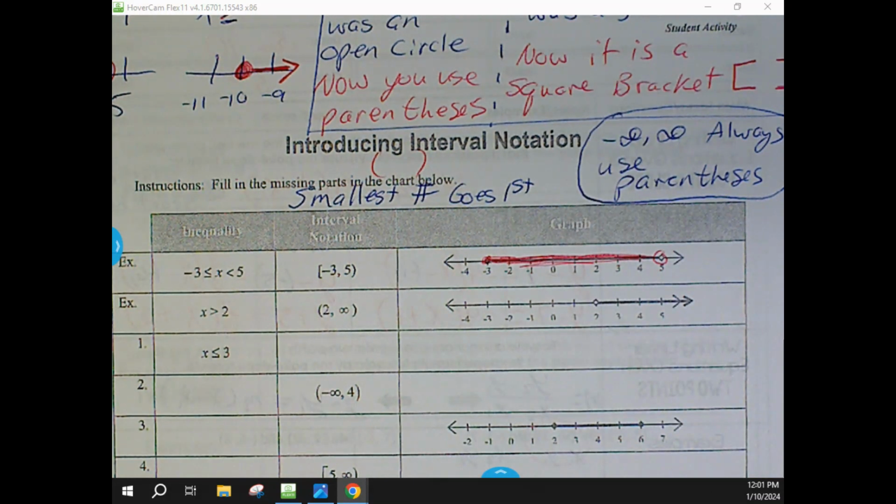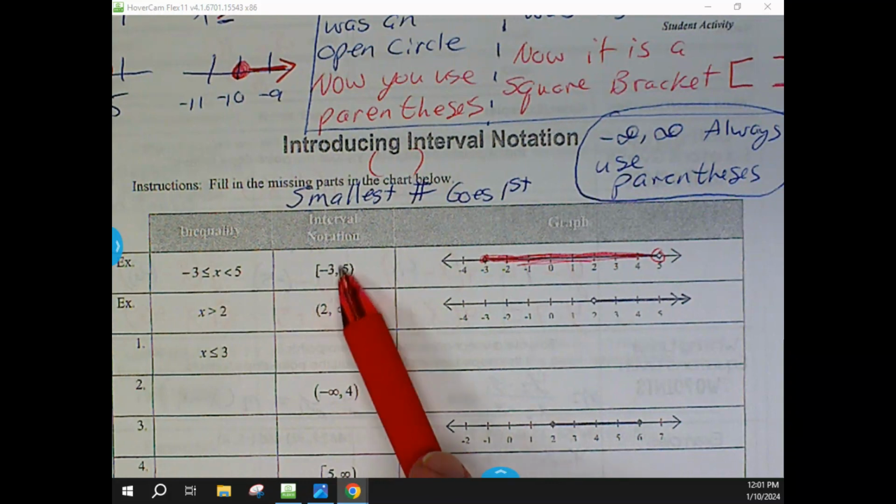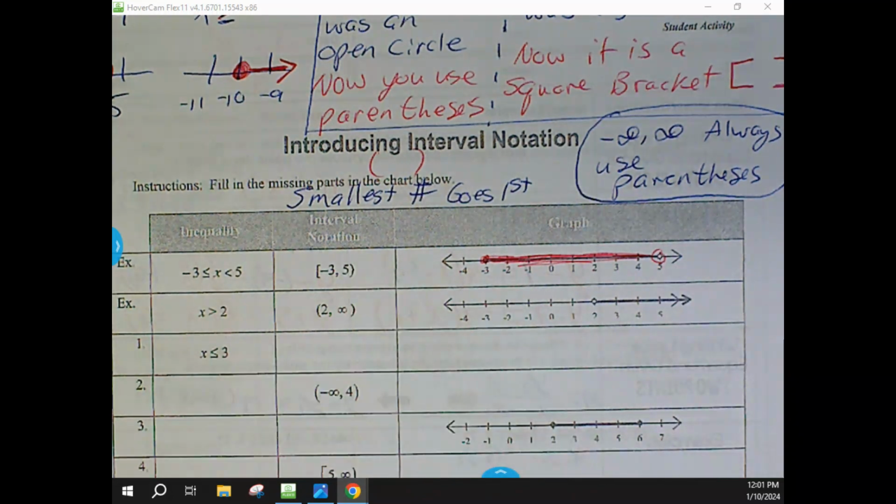Okay, and then for interval notation, you're going to take this graph you have. You tell me what's the lowest number on the left. That's -3. Give me your biggest number, on your right side, which is 5. So we're going to go from -3 to 5. And because -3 had a solid circle, we put the square bracket. 5 had an open circle, so we put parentheses.